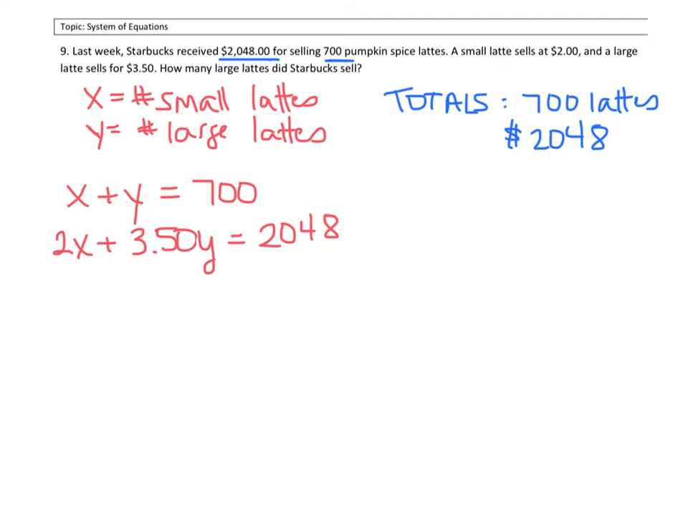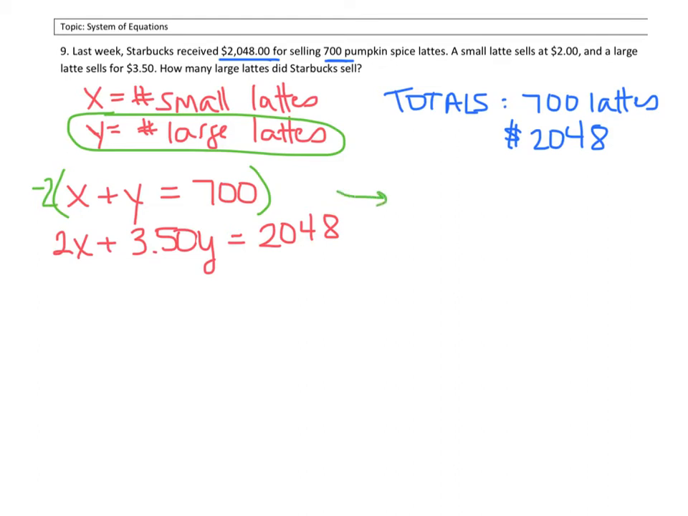Well, if I want to know how many large lattes, that really means I'm trying to solve for my y variable. So as I use the elimination process, I'm going to try to eliminate the x variable. In order to eliminate a variable, we need to multiply by a number so that we have the same number but opposite signs. So if I look here, what number would I have to multiply so that I can eliminate my 2x right here? Well, that would make sense that I multiply the top by -2. That's going to make it the same number, 2, but opposite.